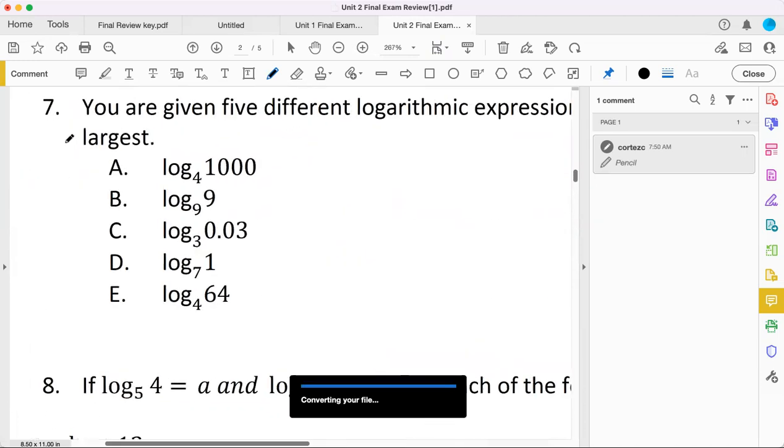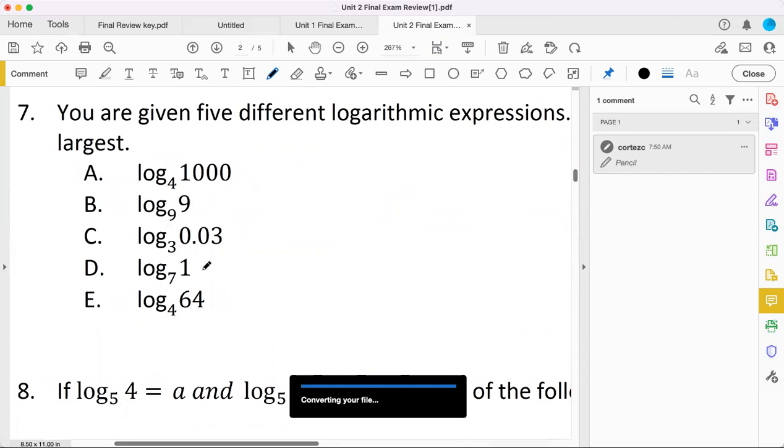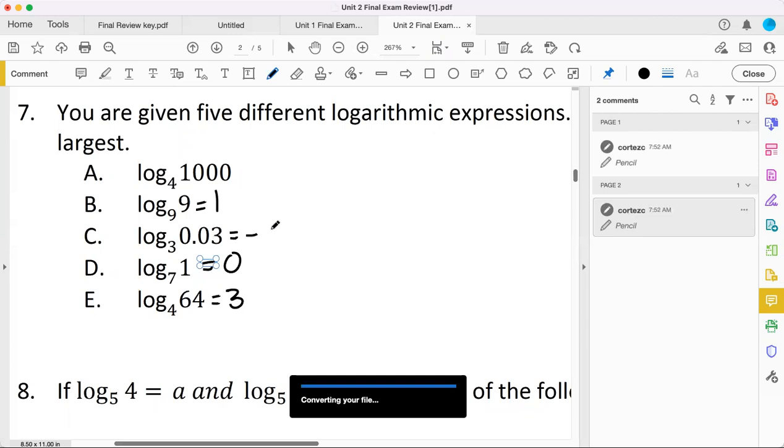I like these problems because you can go with things you know, like if the argument's 1, that outcome is 0. 4 to the 3rd power is 64. Base matches argument, so that's 1. This is going to be some negative number because this is less than 1, so it's got to be some negative number. Try it if you're not convinced. And then you can kind of compare this one with this one. I think this is just good test taking strategy.